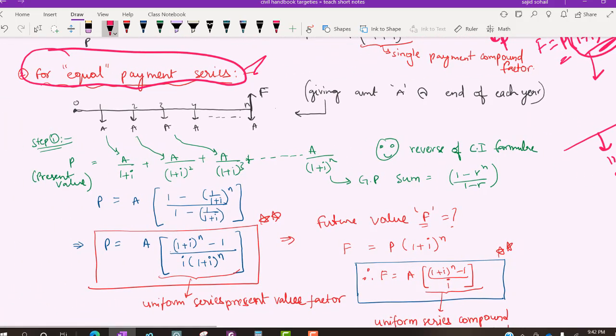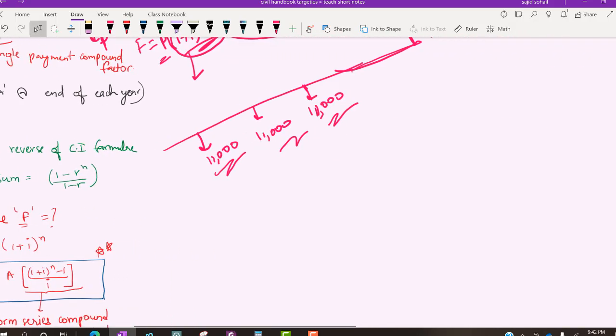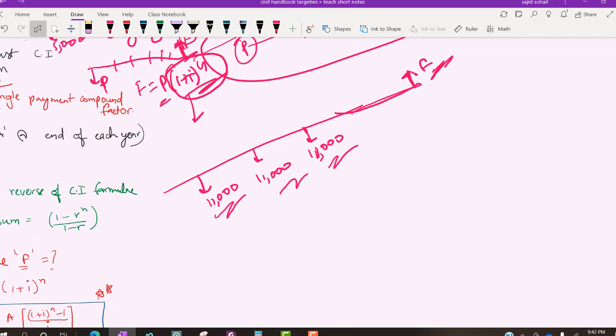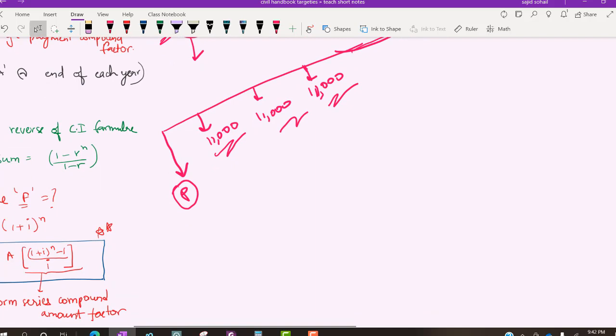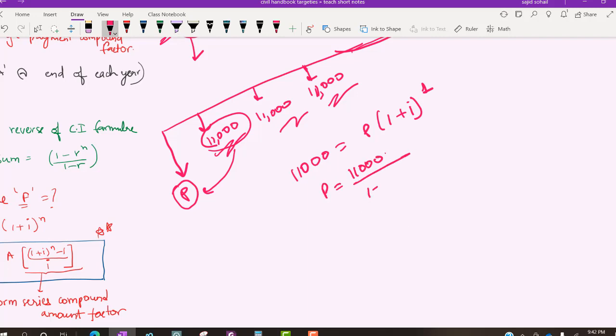So that is for the equal payment series. How to get it? Very simple. Every year you are giving 11,000, right? First find out the present value of it. How to get the present value? You have to find the present value of 11,000. How to get it? Very simple. 11,000 is equal to P into (1 plus i) to the power of n. For the first year you are paying 11,000, so to the power of 1. Very simple, right? So the present value will be 11,000 divided by (1 plus i). Agreed?